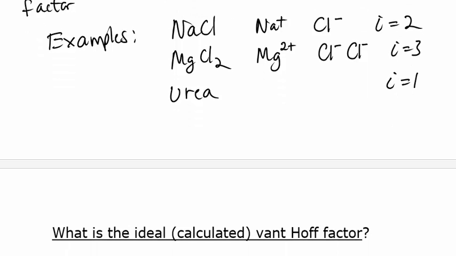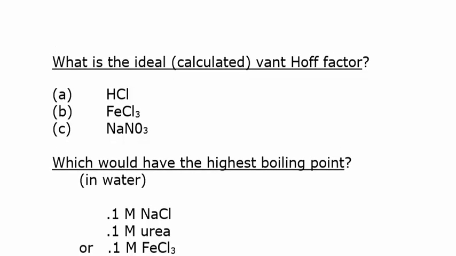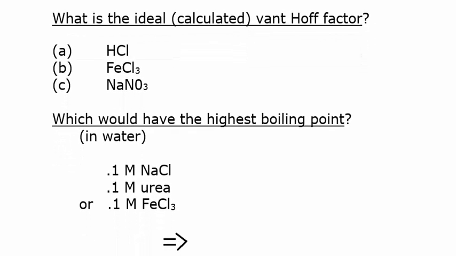And these i's are only approximately the number of particles. We call those the ideal Van't Hoff factor. They're the ones that you calculate. So if you look at HCl, it separates into H plus, Cl minus. It's a strong acid. So its calculated Van't Hoff factor would be 2. The actual measurable, experimentally measured i factor is the non-ideal one. It's the real one. So the actual is 1.9.